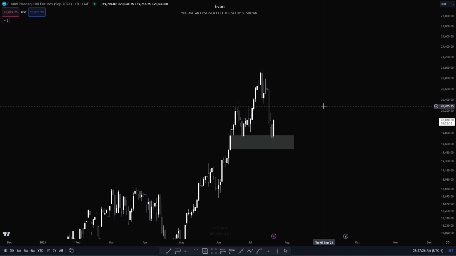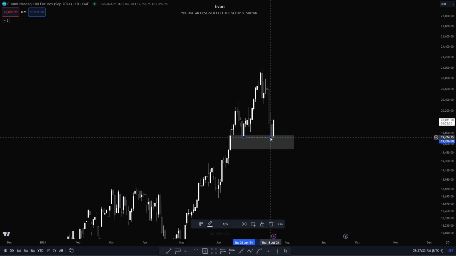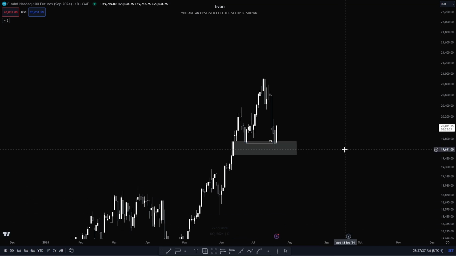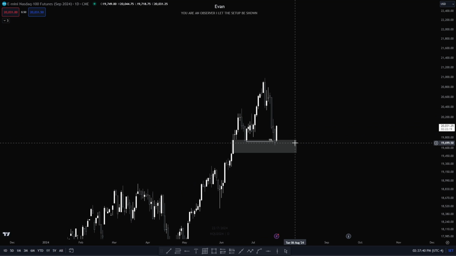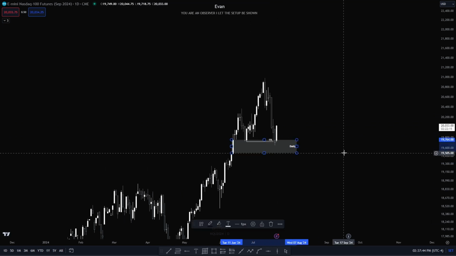Looking at this, we're respecting this daily fair value gap. Okay, what else has happened? We just swept sell side right here. And then we're bouncing off this daily fair value gap also. We're seeing a nice reaction off of it.